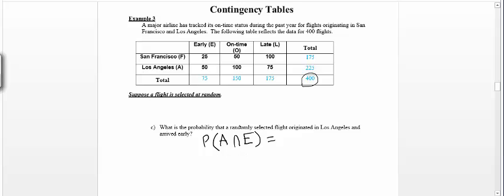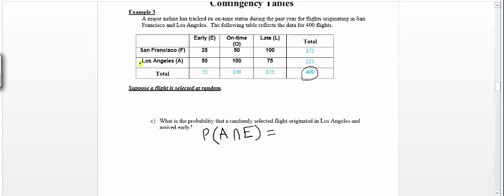So how we do this calculation with a contingency table is pretty simple. Okay, we're looking at the events A and E, their intersection or they're joined. Okay, so A and E are both occurring. Let's look at the event A here, and E. E is right here. Find where these two events intersect on my table. We see that the column and the row intersect at 50. There's my numerator number. 50 flights were both from LA and early out of the 400 total.